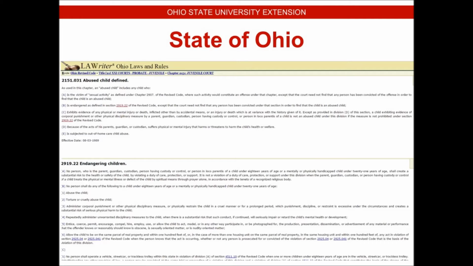The Ohio Revised Code contains the laws that govern child abuse in the State of Ohio. Again, the federal legislation sets the foundation for state laws. State laws in the state of Ohio may be found under the Ohio Revised Code. The Ohio Revised Code sections for child abuse and neglect are 2151.031 and 2919.22. These are for the definition of abused child or the definition of endangering children.